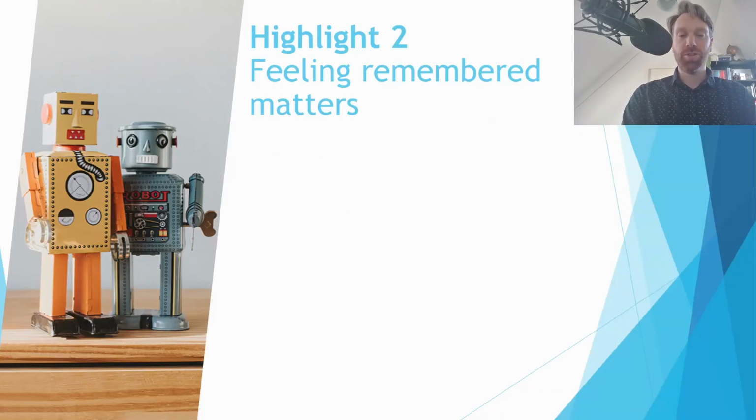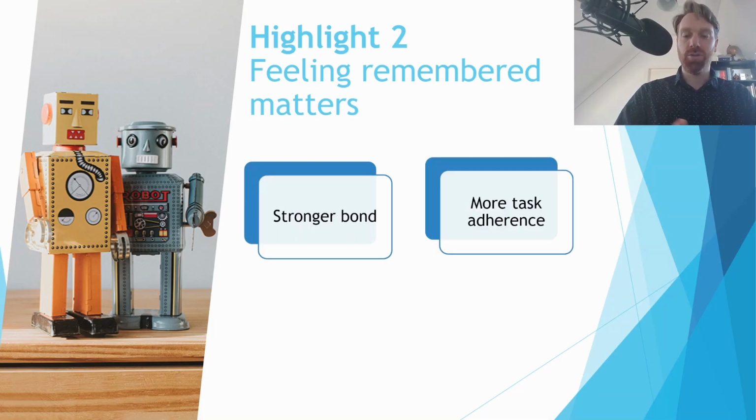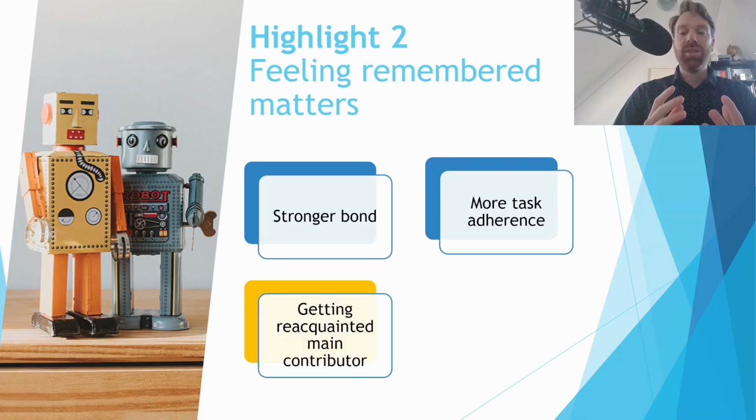The social personalization indeed made children feel more remembered by the robot, and children who felt more remembered by the robot bonded more strongly and were more willing to do math with the robot. The majority of children indicated in the personalization condition that the reacquainted moment was the main contributor of them feeling remembered, especially the summary of interest, recalling their name, and displaying the secret handshake.